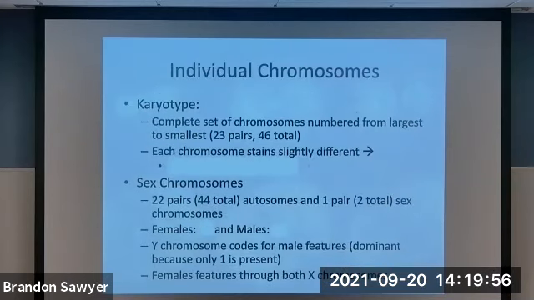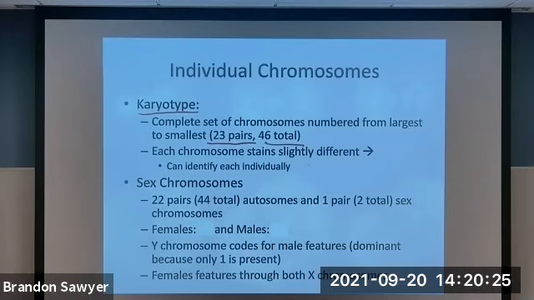Okay. So when we look at the full set of chromosomes, the term for that is a karyotype. And a karyotype, again, is this complete set of chromosomes, 23 pairs, so 46 total. Each chromosome stains slightly different. And so when you put it into a petri dish and put different types of stain in there, they look a little bit different, and they're different sizes as well. And so they can each be identified.